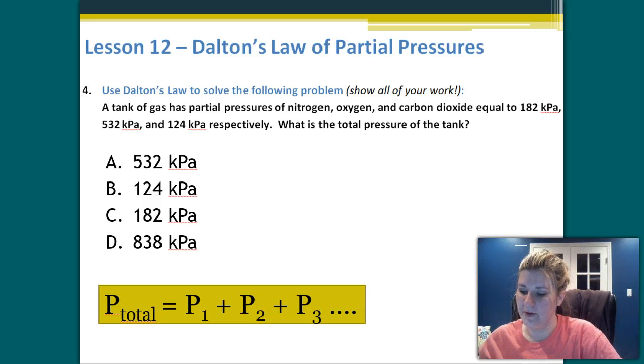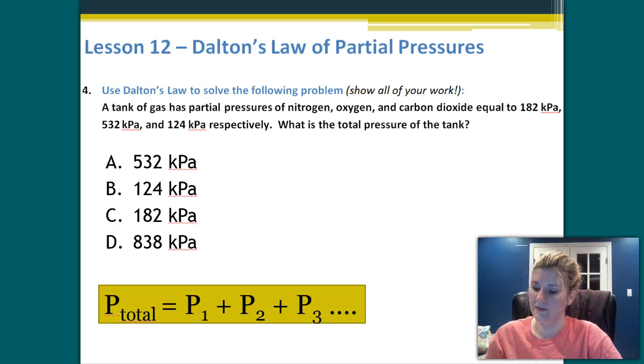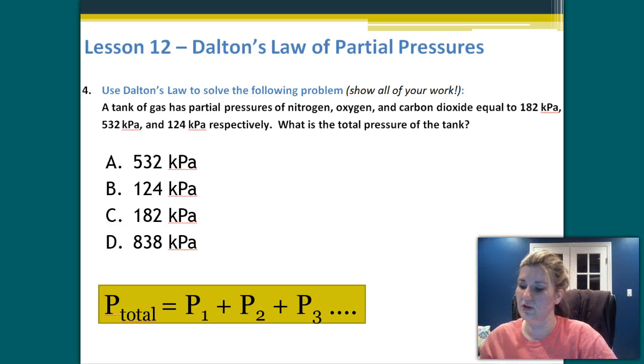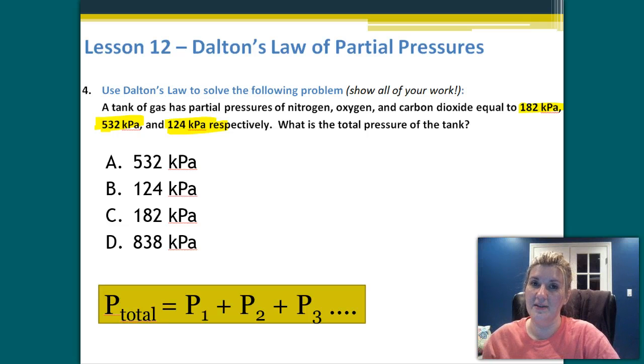Okay, Dalton's law of partial pressures, doing an example. There's a couple different examples here. So in our first example, we can use Dalton's law to solve this problem. A tank of gas has partial pressures of nitrogen, oxygen, carbon dioxide equal to 182, 532, and 124. What's the total pressure?